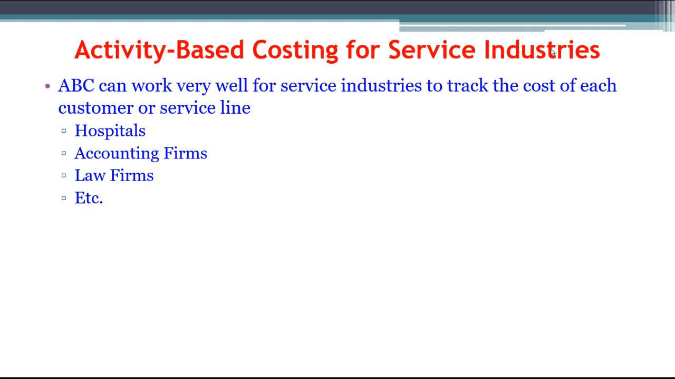Now that is the product side of things, the manufacturing side of things, but activity-based costing can actually work in the service industry as well. The example I'm going to show you in just a bit is from a hospital. And the point here is instead of tracking for a product, we're tracking for a service or a customer. So we could have hospitals, accounting firms, law firms. Every customer needs a different mix of services, so they're going to cost a different amount, they're going to be charged a different amount.